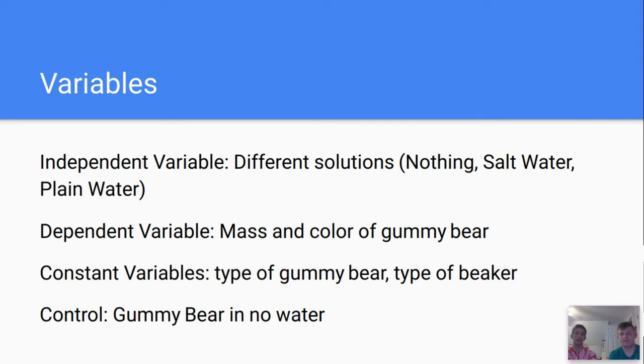Our variables for this experiment were: independent variable, different solutions. Our solutions were nothing, salt water, and plain water. Dependent variables were the mass and color of the gummy bears. The constant variables were the type of gummy bear and the type of beaker. Our control group was the gummy bear and no water.